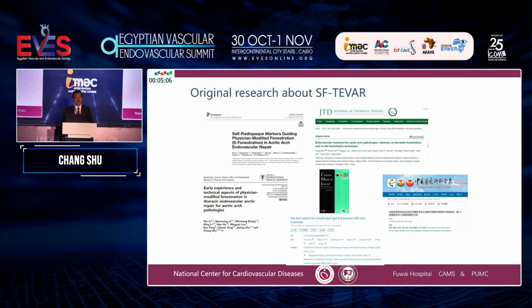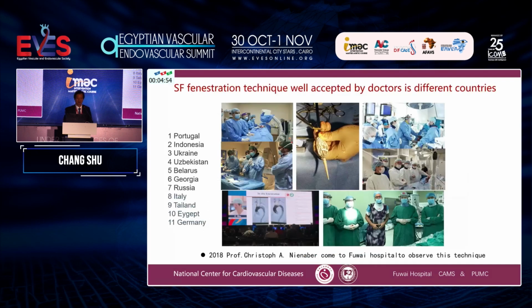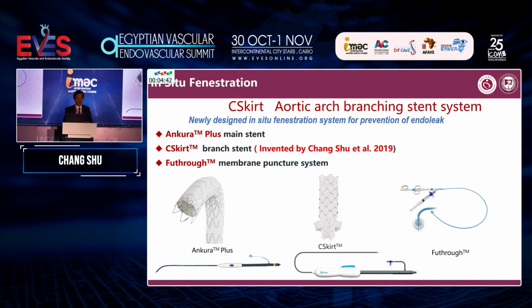We already practice this technique in different countries. We invited 8 different countries, and we have done the procedure. Also, we published the paper together. It's a multi-center investigation, so this technique is well accepted in different countries. I go to the different countries to do it, and we find the results perfect.